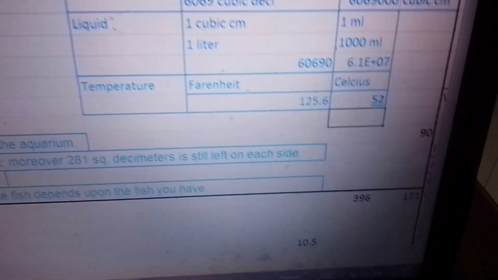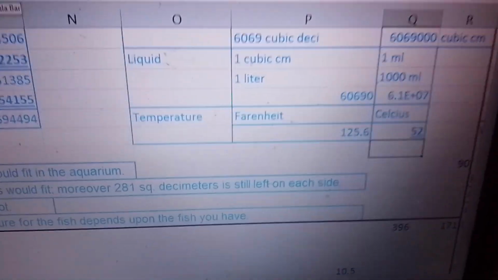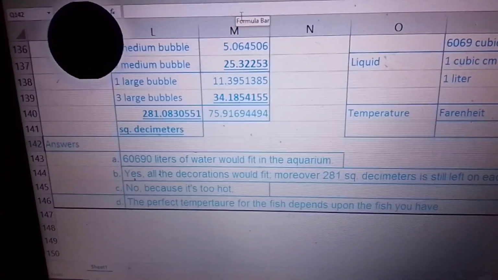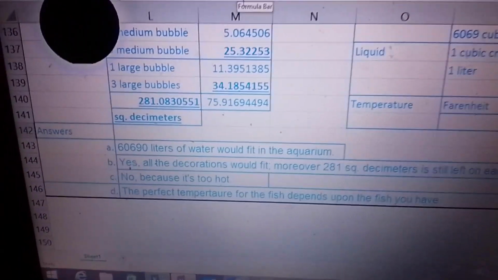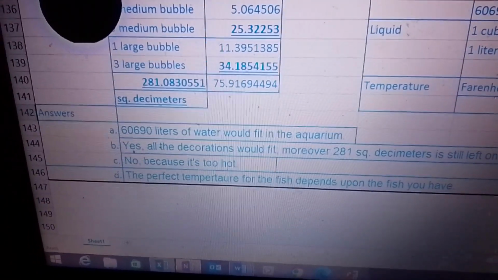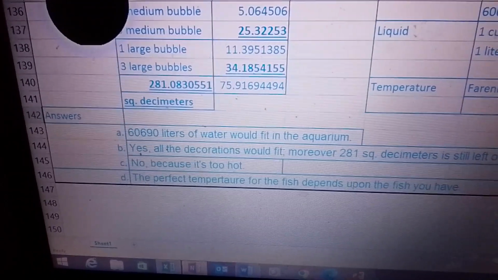Oh my God! 52 degrees Celsius, ang init. Kaya nga, what is the conclusion? No, because it's too hot. Kasi nga, it's 52 degrees Celsius eh. Paano kung naging 52 degrees Celsius? Ang init na, di ba? Sa amin na, kung summer na, you know naman the average temperature. Kung summer, parang 40 degrees na. 40 degrees Celsius, hindi na kaya.